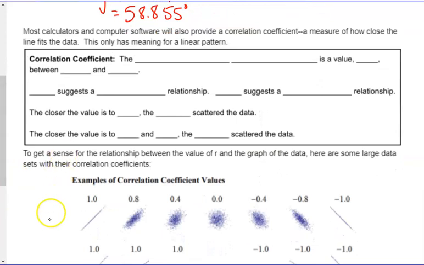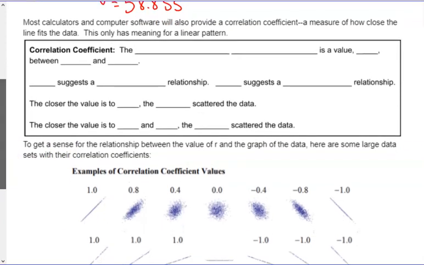So most calculators and computer software will also provide a correlation coefficient. Now, a correlation coefficient basically is a measure of how close the line fits the data. So ours would be off way more than what the computer says because the computer's using that specific formula to help us out. So we can also do that with that software, but let's first define that correlation coefficient.